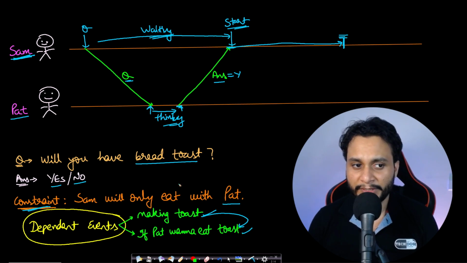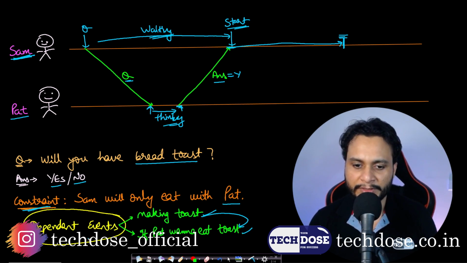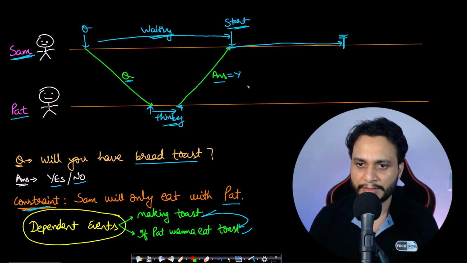Why dependent? Because Sam will make the toast only if Pat is going to eat, because Sam wants to eat with Pat only. He will not eat alone. That is why it is a dependent set of events. In such a case, if two events are dependent, then such events are called synchronous events. We call such events synchronous.